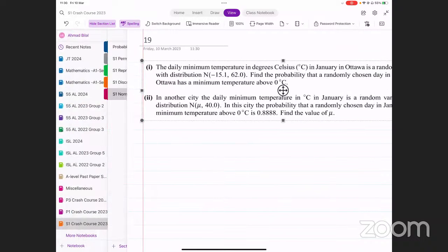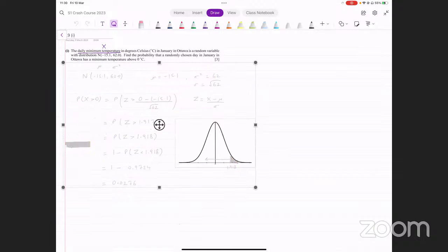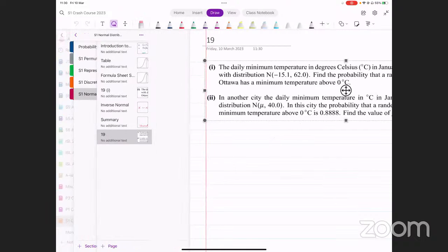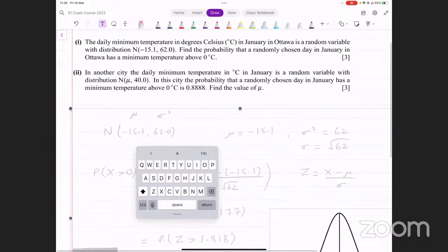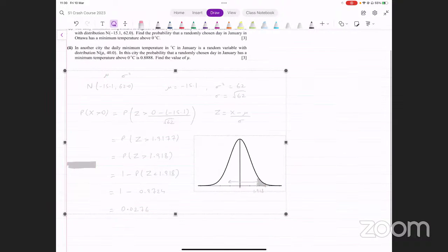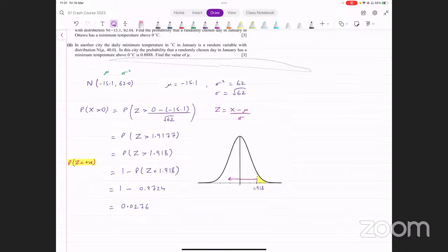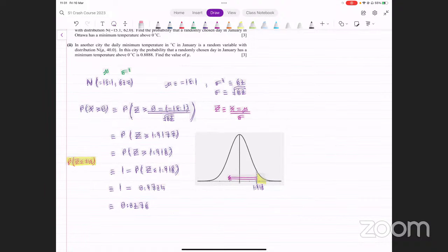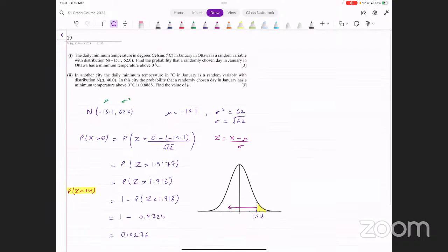The first part was simple normal. We did that in the last class. You can just copy that working here. This is what we did for the first part. Right? Now let's look at the second part of this question.